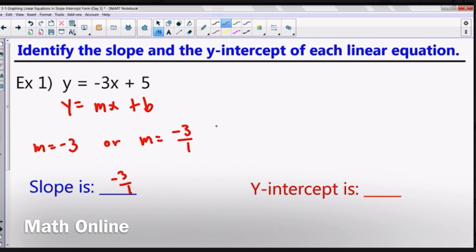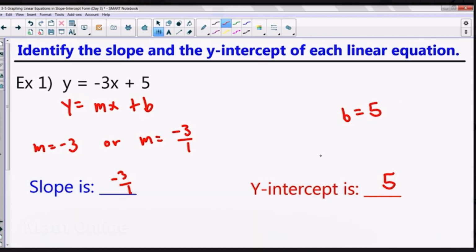Okay. Now, the y-intercept should be our b value, which is pairing or matching to the 5 here. So it's not just 5, but it's +5. So I'm going to say y-intercept is 5, or we could have also said b is equal to 5. Either one works. Okay. All right. So let's move on to the next slide.